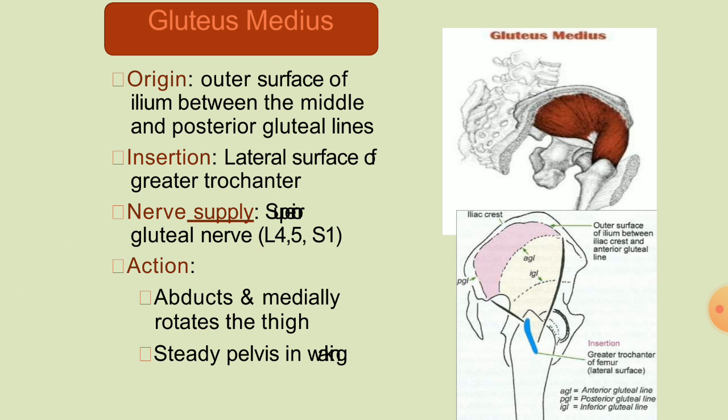Now the gluteus medius. It originates from the outer surface of the ilium between the anterior and the posterior gluteal lines. In the diagram, we have demarcated the anterior and the posterior gluteal lines. Insertion: it is inserted on the lateral surface of the greater trochanter. It is supplied by the superior gluteal nerve. Action: it abducts and medially rotates the thigh. It also steadies the pelvis in walking.